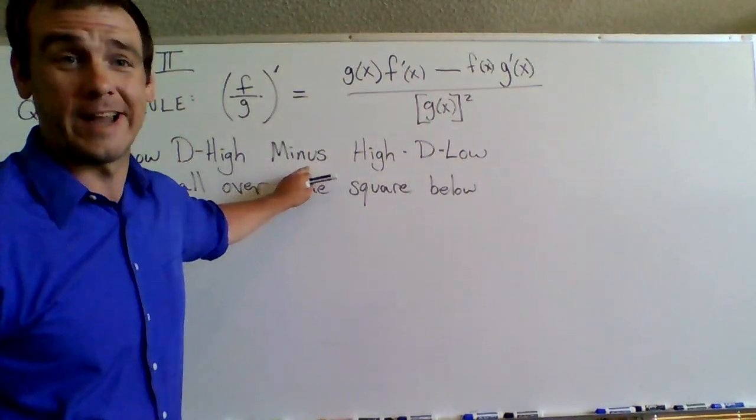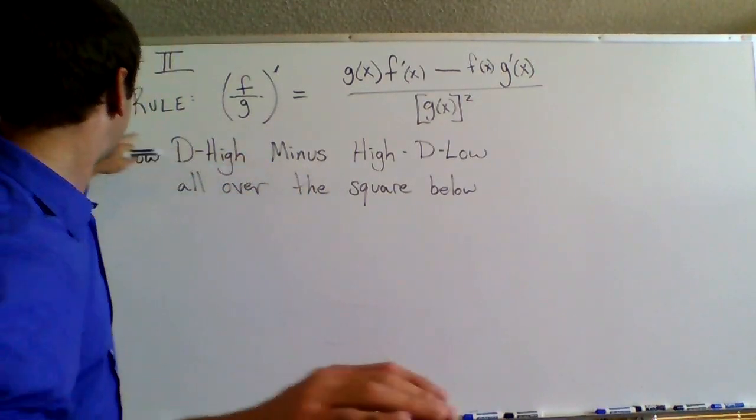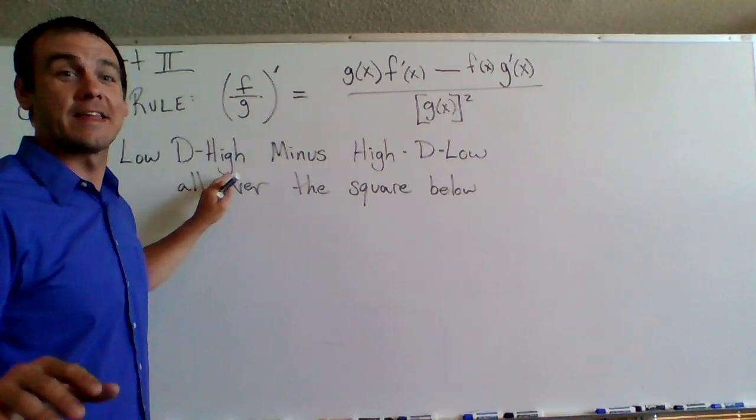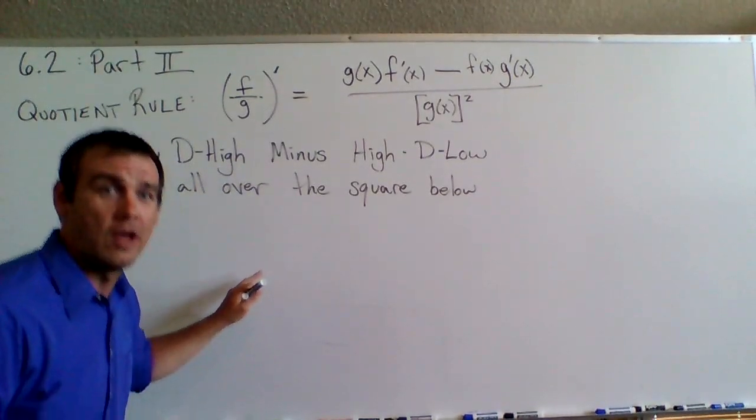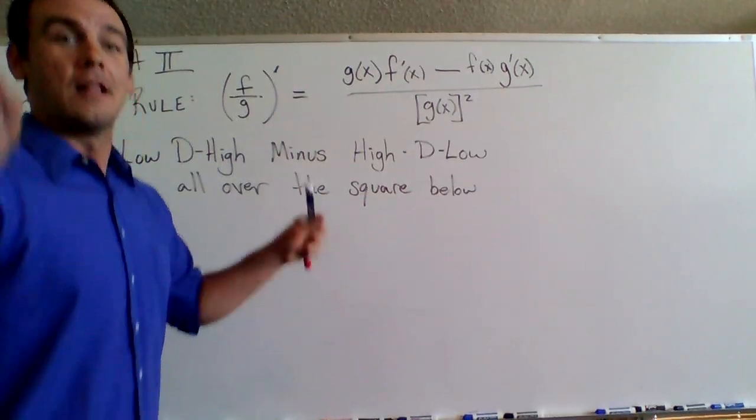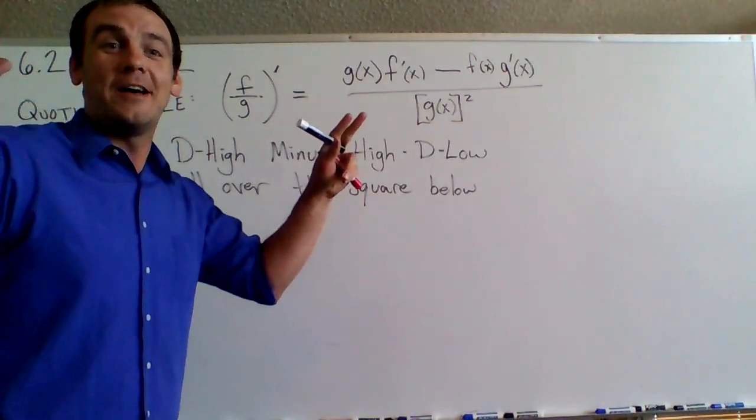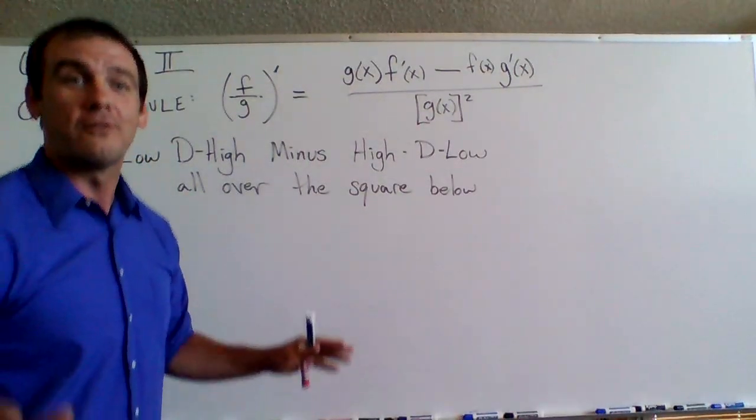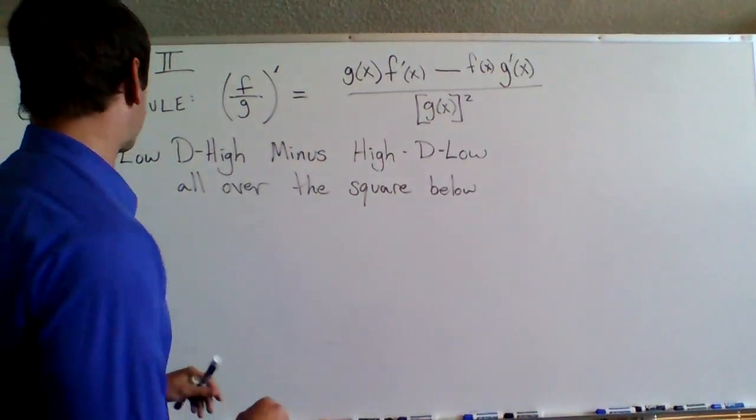Let's say it a couple more times. You guys all got to say it with me. Low d high minus high d low, all over the square below.